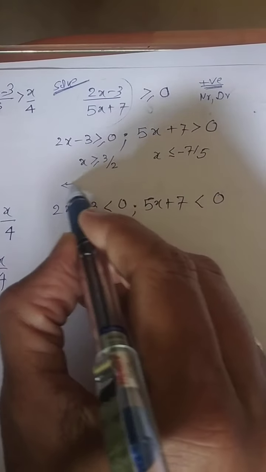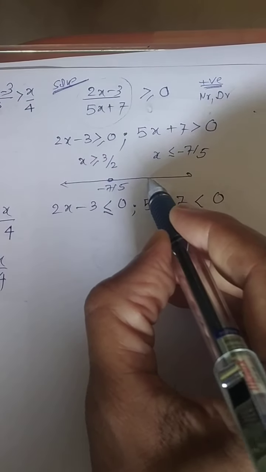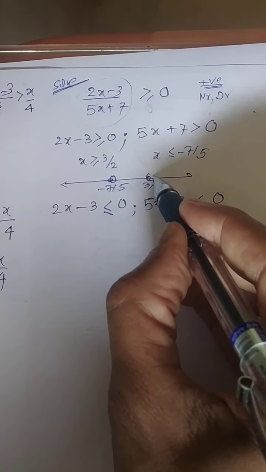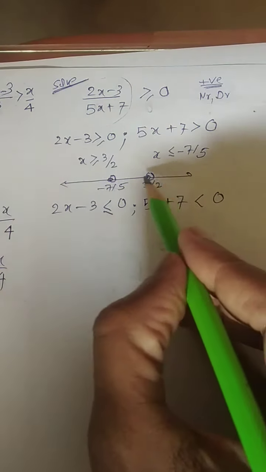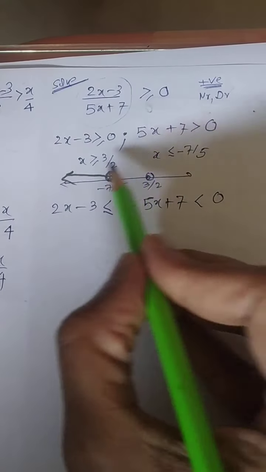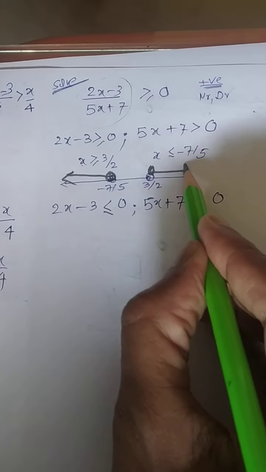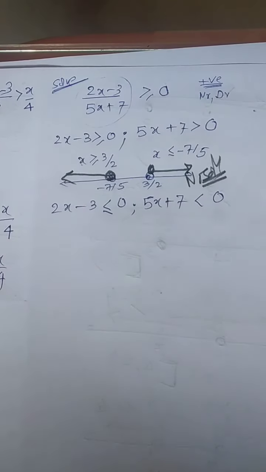Okay, now I am going to plot. Out of these numbers, one number is minus 7 by 5, which will be on the left hand side. 3 by 2, being positive, will be on the right hand side. These are the two numbers. X is less than minus 7 by 5, so from here you have to go to the left hand side. Now x is greater than 3 by 2 onwards, so over here you have to move to the right hand side. So what is the conclusion in the first case? It will be no solution.